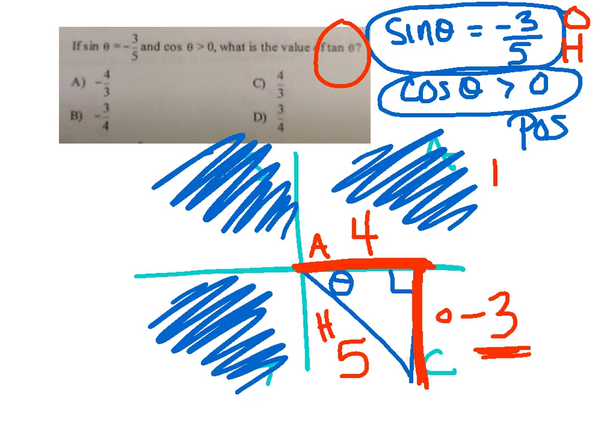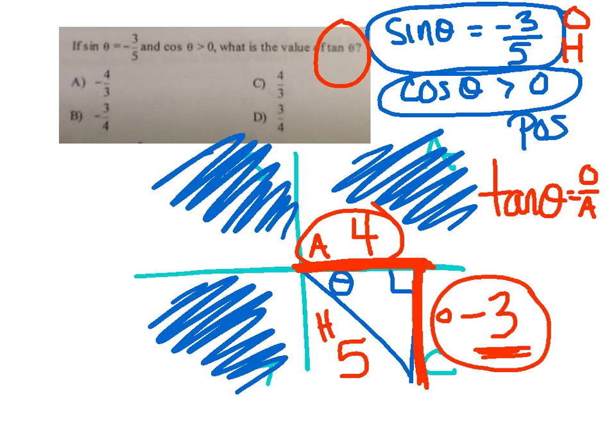And now the question is, what is tangent theta? So back to day 1 of trig, SOHCAHTOA. Tangent is opposite over adjacent. Opposite is negative 3 over 4. So I'm going with choice B, negative 3 over 4.